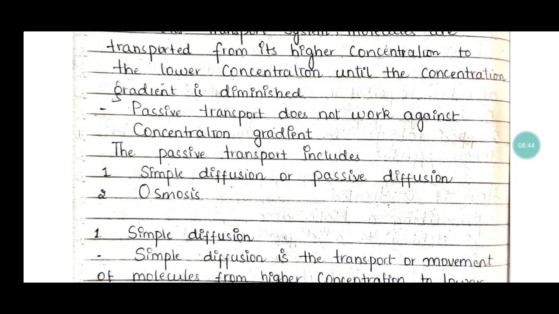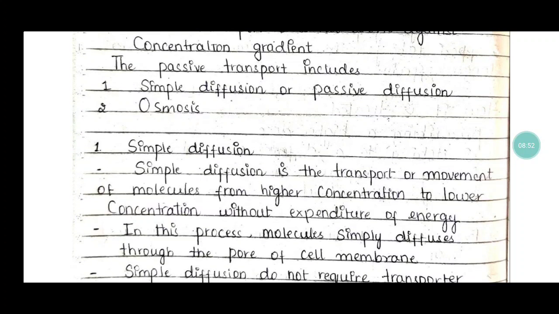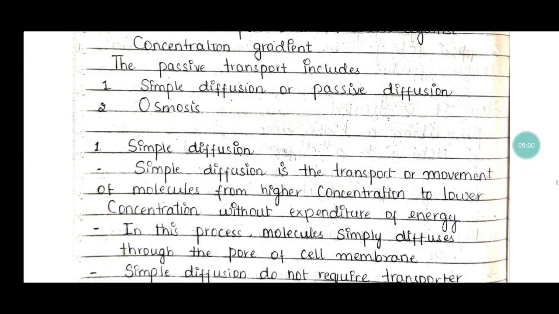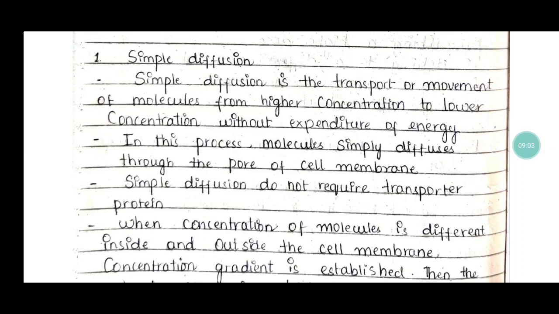So passive transport includes simple diffusion, or passive diffusion, and number two, osmosis. So simple diffusion is the movement of molecules from higher concentration to lower concentration without any expenditure of energy. This is the process where the molecule simply diffuses through the pores of the cell membrane. So simple diffusion does not require any transporter protein.